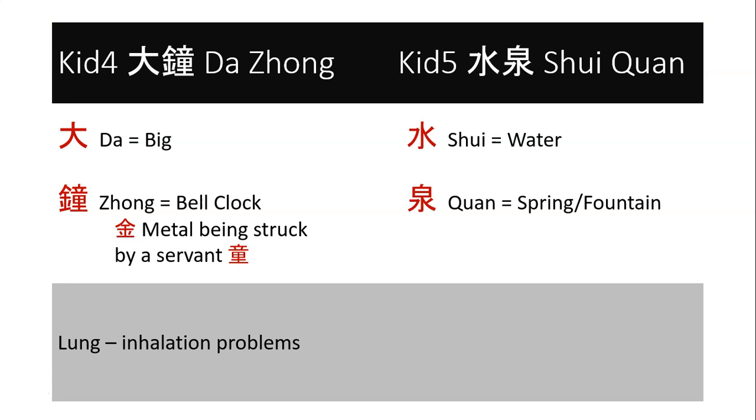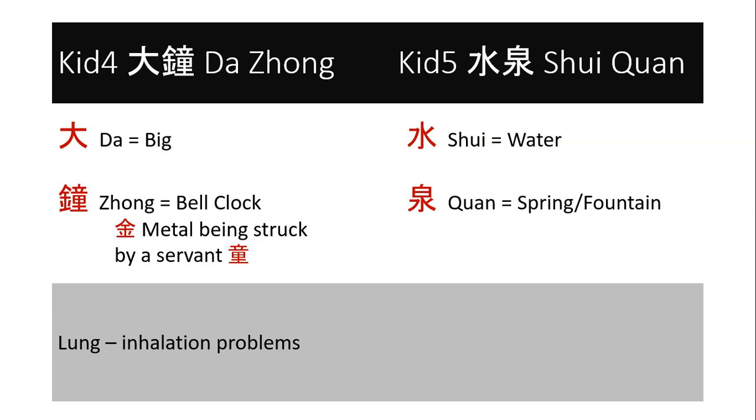Kidney 4 is an interesting point. You can call it either kidney 3 or kidney 4. It's kidney 4 if I needle it down towards the heel, and I would call it kidney 3 if I'm needling it towards the Achilles. So it will be kidney 3 if I'm using it for thyroid issues, and as I said, I tend not to do that a lot. But I do use it as kidney 4 for lung issues.